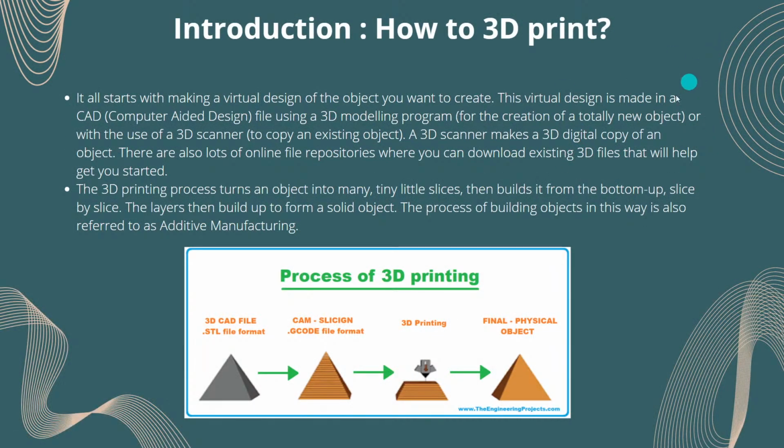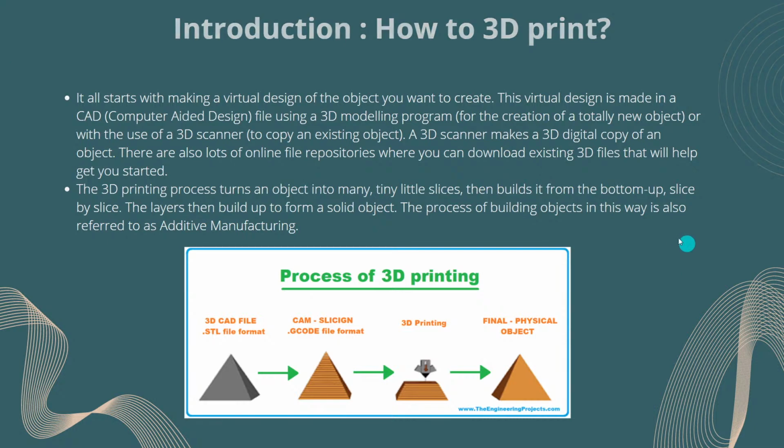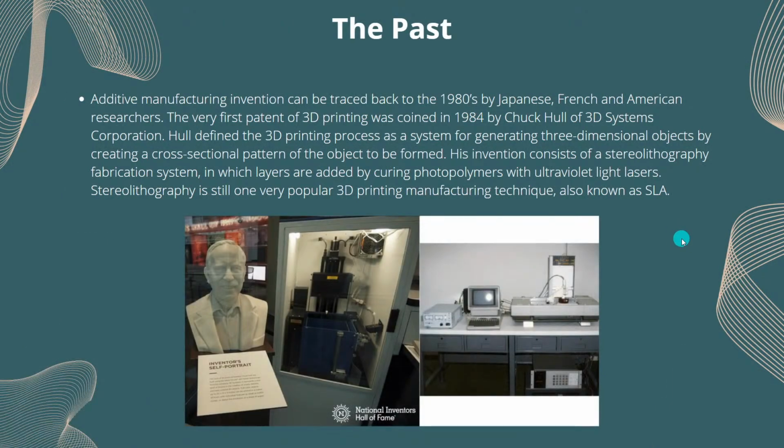And how to 3D print is, first we get a CAD model and then we generate G code for it and give it to a 3D printer, and then that will print our model layer by layer. Now let's see how 3D printing actually started. Additive manufacturing can be traced back to the 1980s, but the very first patent of 3D printing was in 1984. This method was called SLA, or stereolithography. So that was the first form of 3D printing.